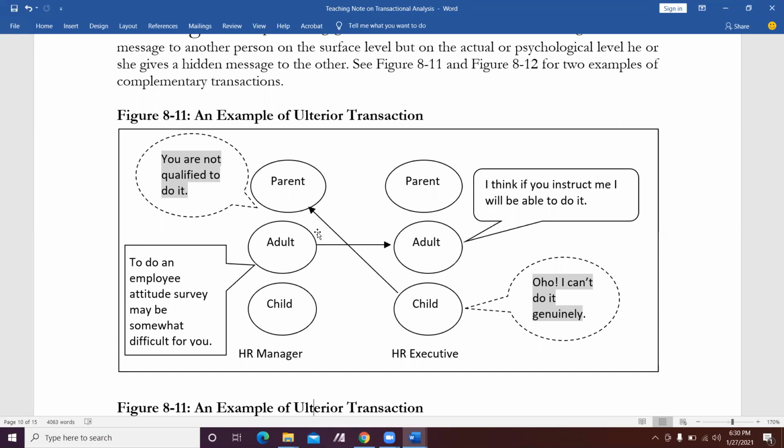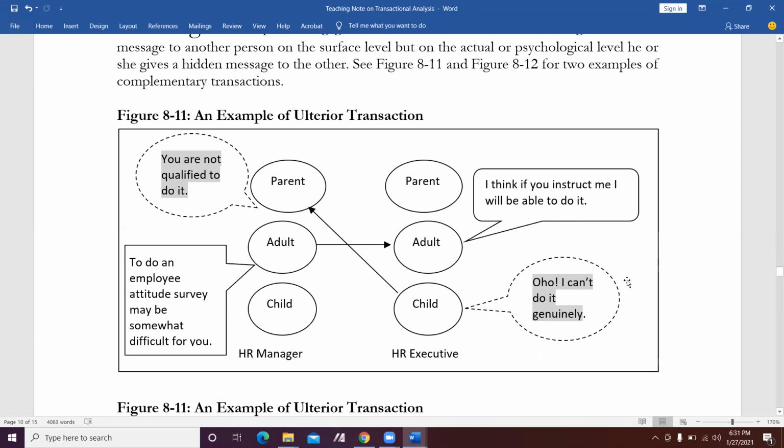HR manager: to do an employee attitude survey may be somewhat difficult for you. The HR manager is using an adult ego, expecting an adult response from this person, the HR executive. Then he got this: I think if you instruct me, I will be able to do it.